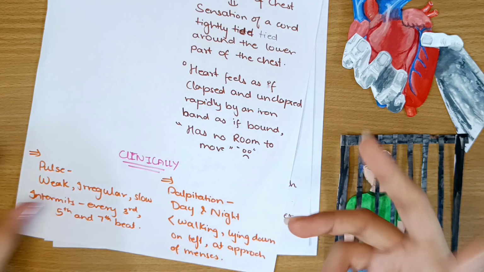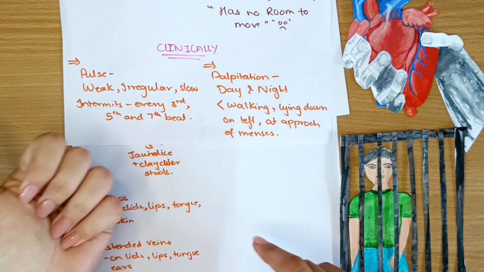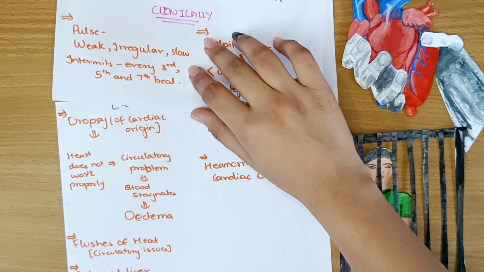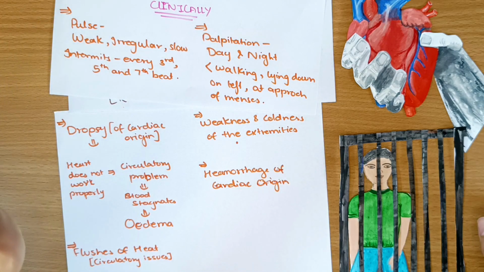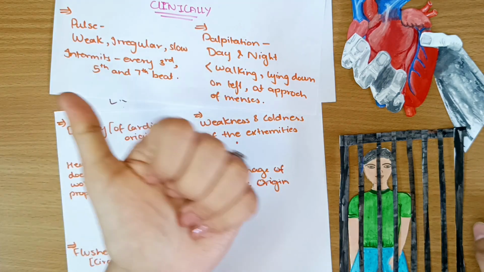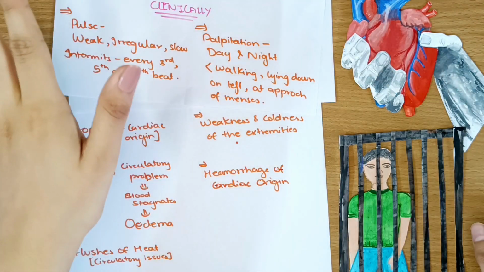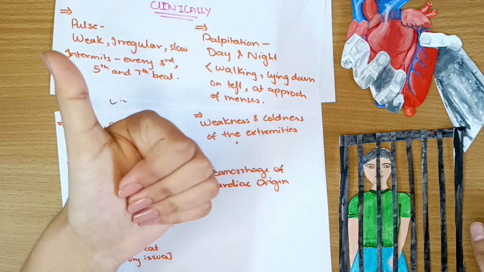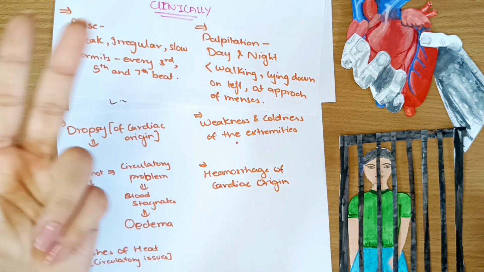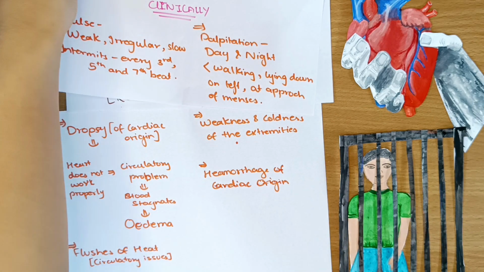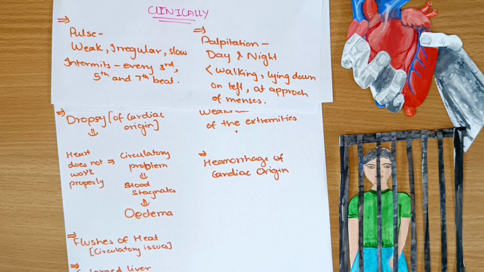Clinically, we saw that the pulse becomes weak, irregular, and so on. Then another point we talked about was the dropsy, the flushes of heat, then enlarged liver, then cyanosis and distended veins. In Cactus grandiflorus, we talked about the palpitation which is present day and night, and its aggravation, the common symptom, that is weakness and coldness of extremities, and a very general feature that is present in Cactus, that is hemorrhage. That's it. Now we'll talk about the clinical pointers.